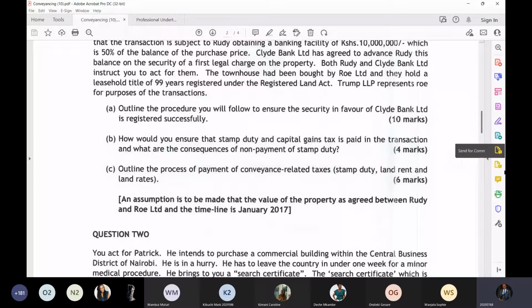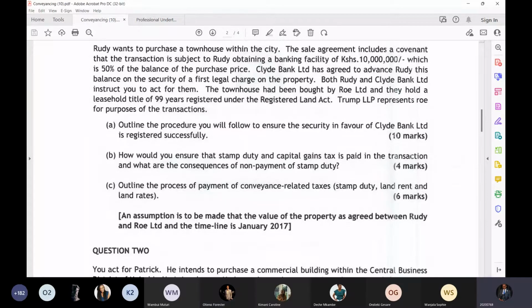I think stamp duty is an assessment of the consideration to be paid. For example, here, stamp duty will be assessed from the bank facility, which is 10 million. What will the stamp duty be? Will it be 10 million or 20 million? I'm saying the bank facility is 10 million.